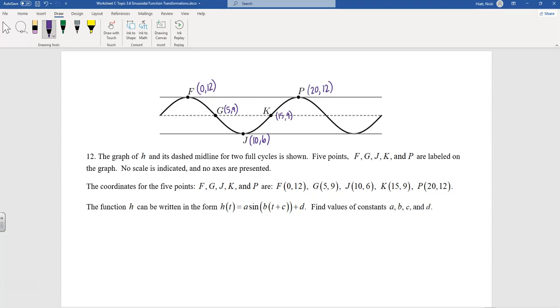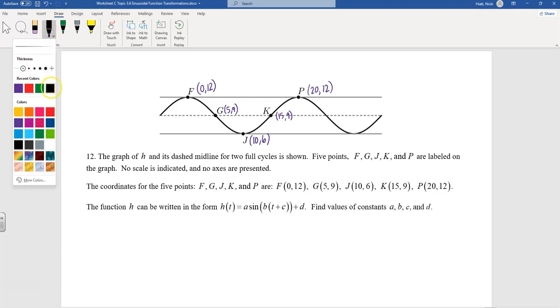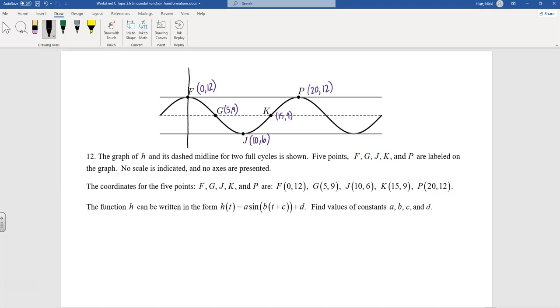They have not drawn in X and Y axes on this. I think it is helpful for you to put in the X and Y axis. The coordinates of this first point are 0, 12, so your X coordinate is 0, which means this point is on the Y axis. Your Y coordinate is 12, and the X coordinate here is 6. I'm going to put a little squiggle mark here, which means I'm leaving out part of the graph.